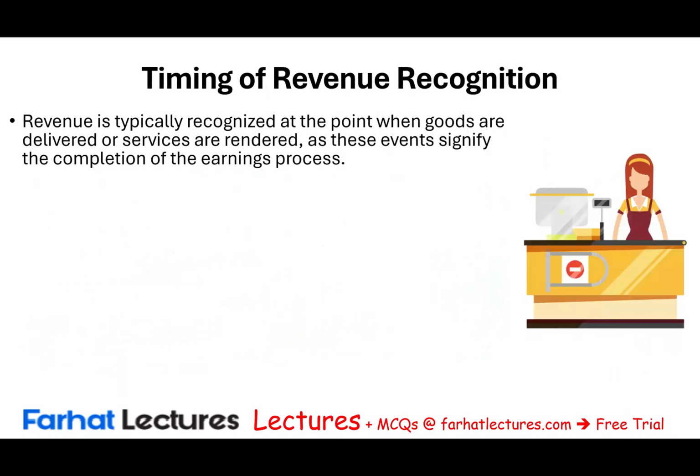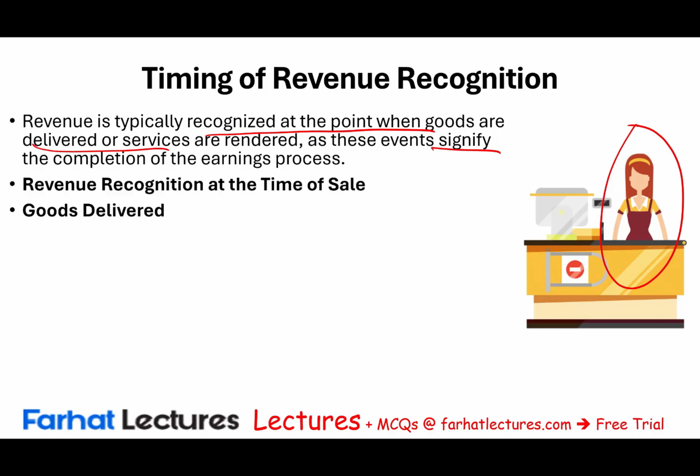Timing of revenue, as we said, most of the time, typically, you would recognize revenue at the point of sales when goods are delivered or services are rendered, as these events signify the completion of the earning process. So when you go to the supermarket or a store and you buy, as soon as the clerk scans the item, gives you the item, you hand in the money or the credit card, that's it. That is when sales is recognized.